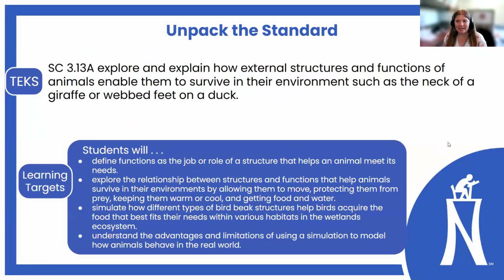Like we said at the beginning, today's standard is 3.13a. You'll see it there at the top of the screen. I'm going to give you a second to read over that TEK. And as you are reading 3.13a, in the chat, I would like for you to put what verbs you see that this TEK asks students to interact with. So reading the TEK and placing in the chat, what verbs do you see students will be utilizing?